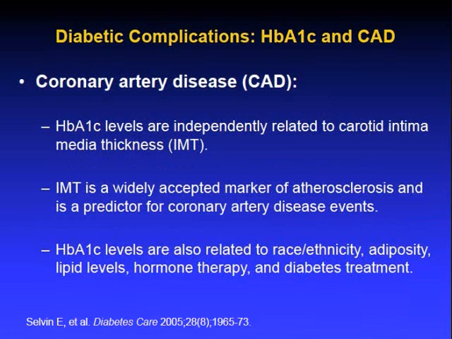Selvin and authors also found that A1c levels are independently related to carotid intima media thickness and coronary heart disease. Since intima media thickness is a widely accepted marker of atherosclerosis and is a predictor for coronary artery disease events, hemoglobin A1c can also be used to predict risk of coronary artery disease. In addition, A1c levels are also related to race, ethnicity, adiposity, lipid levels, hormone therapy, and diabetes treatment. These factors must also be considered when using the A1c assay.